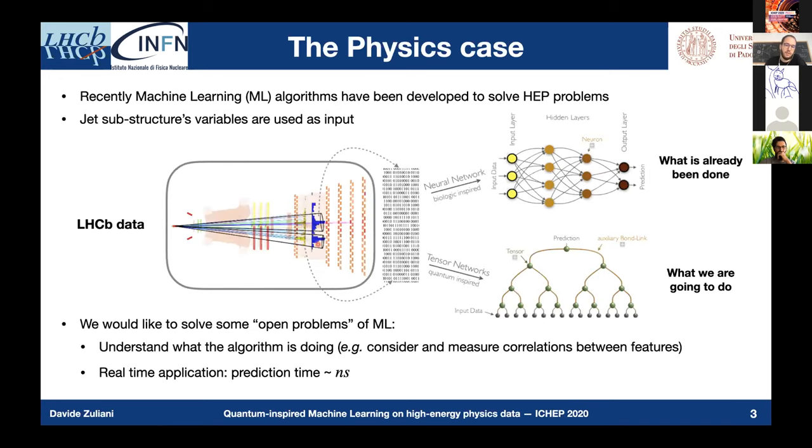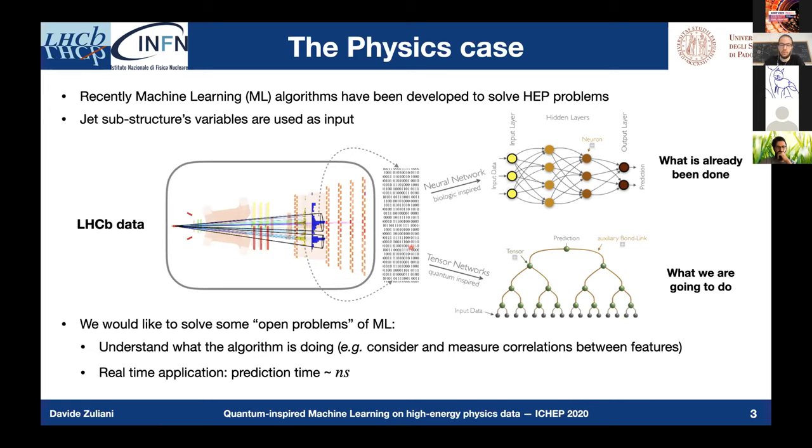Here is a sketch of an event at LHCb where I highlight the two jets. And this is what has already been done. You take your neural network, your machine learning algorithm, you select your input and you get some prediction, some output. And here is what we have done in our work.